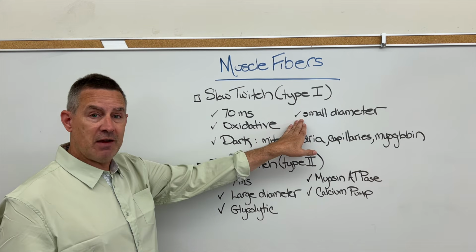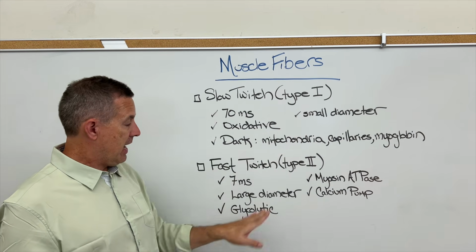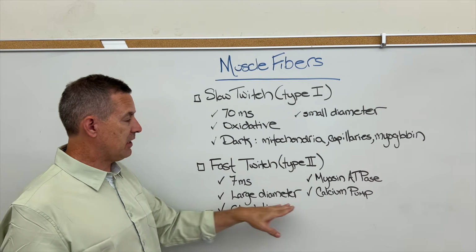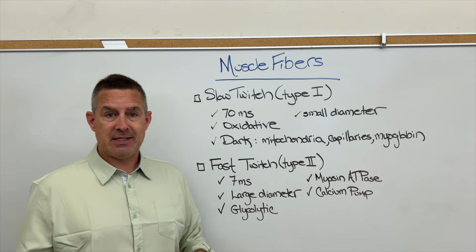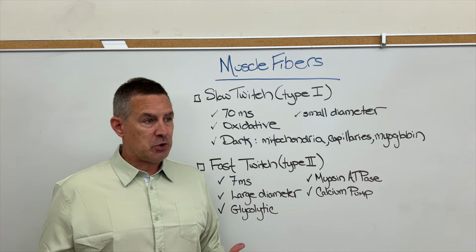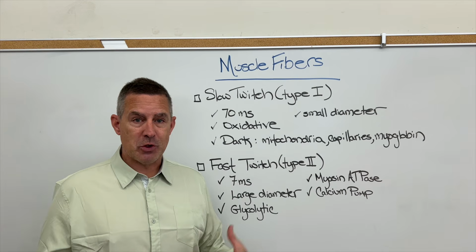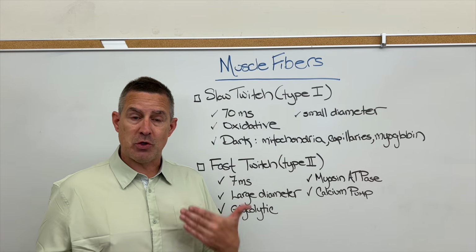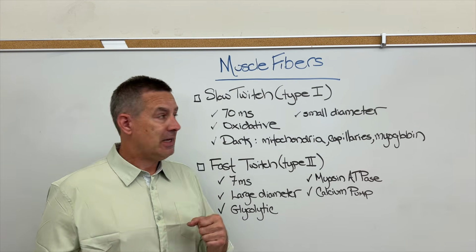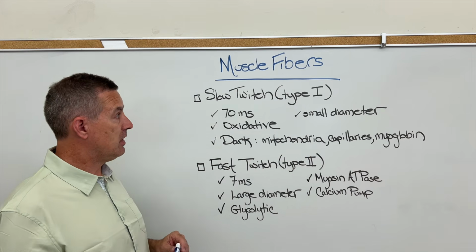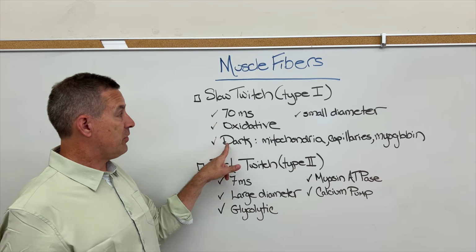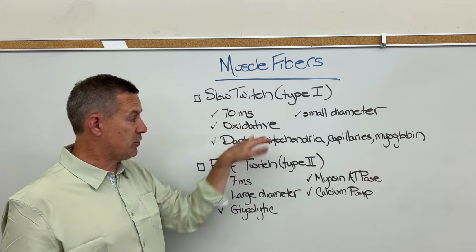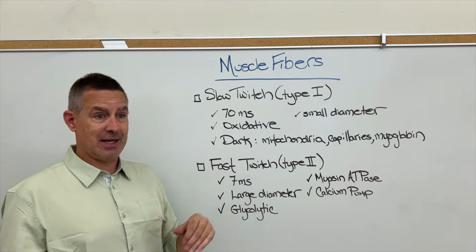Slow twitch muscles have a smaller diameter, and fast twitch muscles have a larger diameter. Hence, if you think of fast twitch, we think of maybe sprinters or bodybuilders with these big, thick muscles versus long distance runners who tend to be long and lean and have small diameter slow twitch muscles. The slow twitch muscles or type 1 muscles are dark. That is to say, the meat is dark.